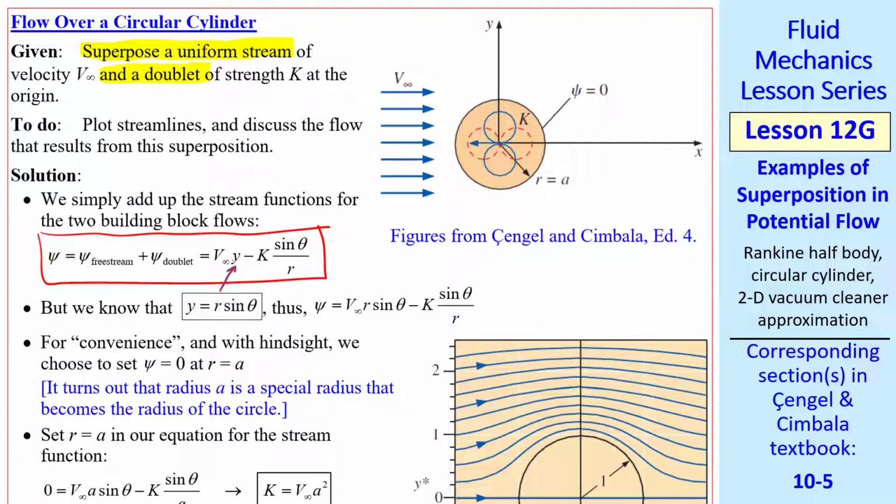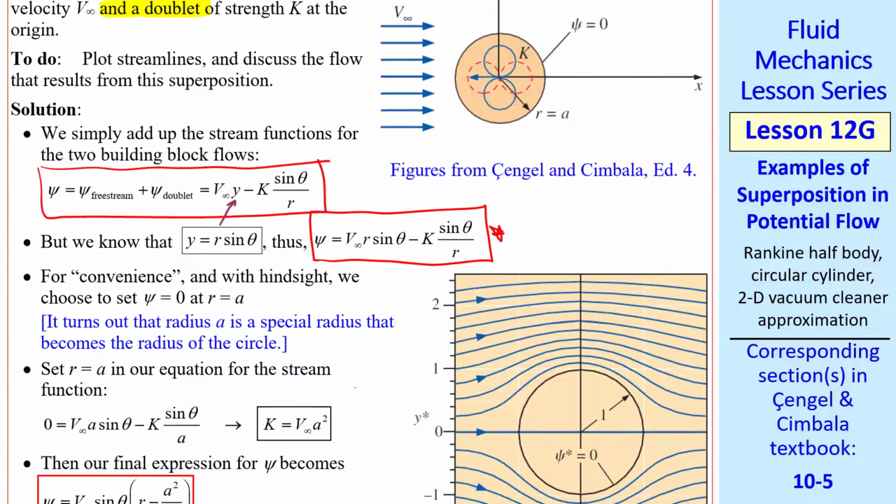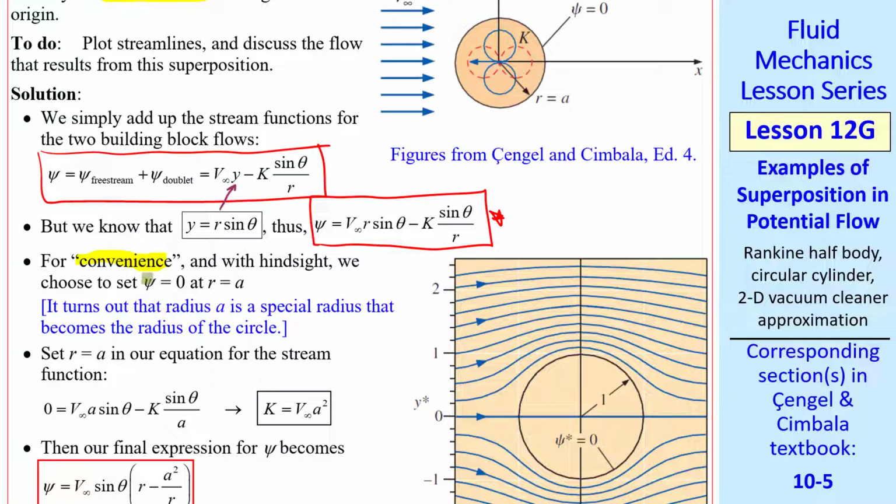Again, we apply y equals r sine theta, and this is our equation for this more complicated flow in cylindrical coordinates. Remember that we can add an arbitrary constant to psi and it doesn't change the flow at all. I say here, for convenience and with hindsight, we set psi equals 0 at r equals a. A will be a special streamline that is a circle of radius a.